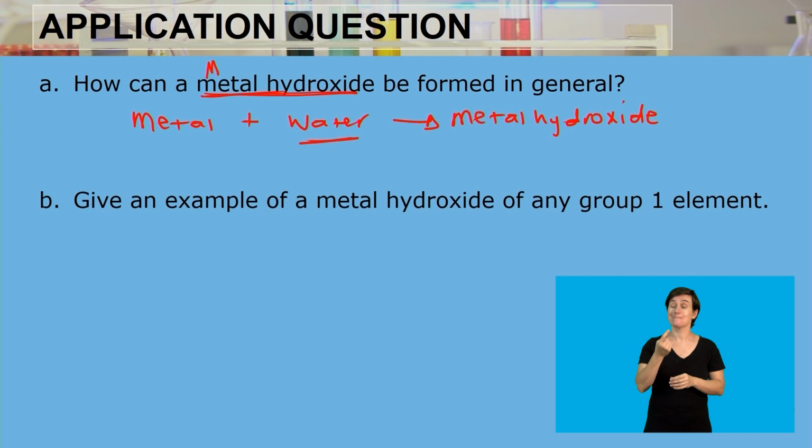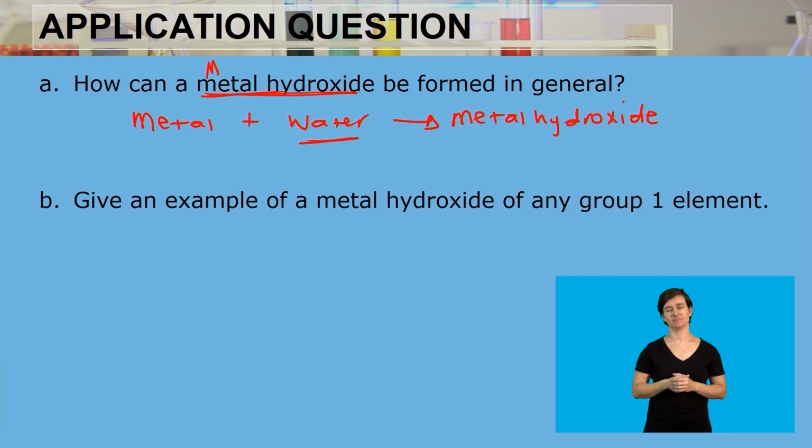Then question B says, give an example of a metal hydroxide of any group 1 element. So looking at the metal hydroxide of any group 1 element, we know that it starts with a hydrogen, but hydrogen, it is not a metal. Hydrogen, it is a non-metal. It is there only because it behaves like the elements that are found in that particular group. So we can use the next one, or the one just beneath the hydrogen, which is our lithium. So lithium hydroxide, we can have LiOH. So it's our metal and our hydroxide.